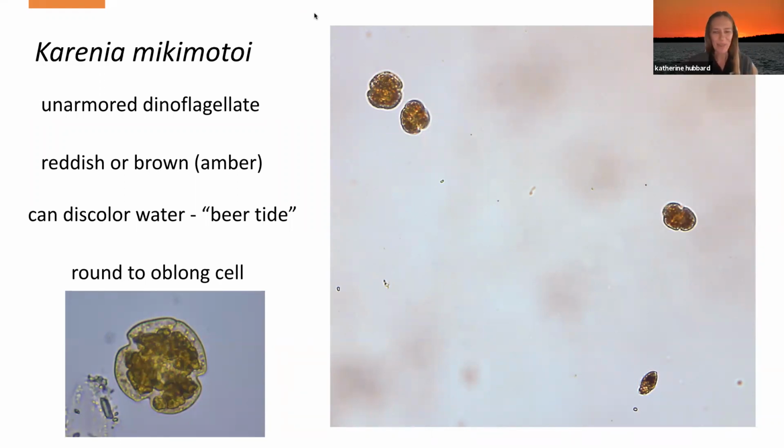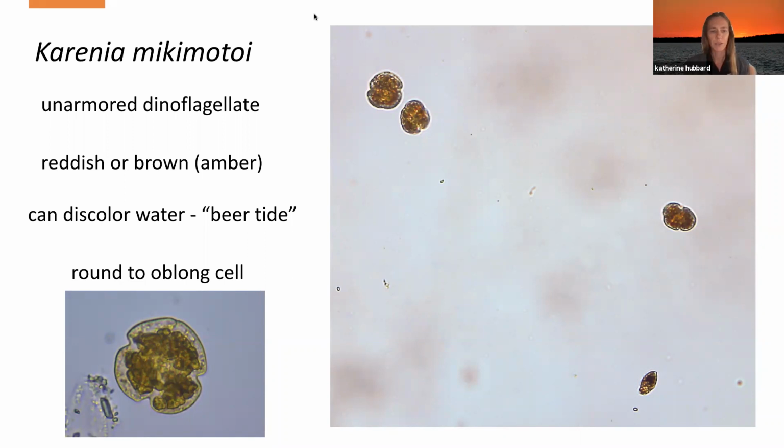So Karenia mikimotoi, or just Karenia, is an unarmored dinoflagellate. So unlike Alexandrium, which has that sort of protective shell, Karenia does not. And so it pops a little bit easier. And it also can swim in a little bit of a different way. Unfortunately, I don't have a video of it swimming, but you can almost imagine them like pancakes, and they can move like this with their different lobes.